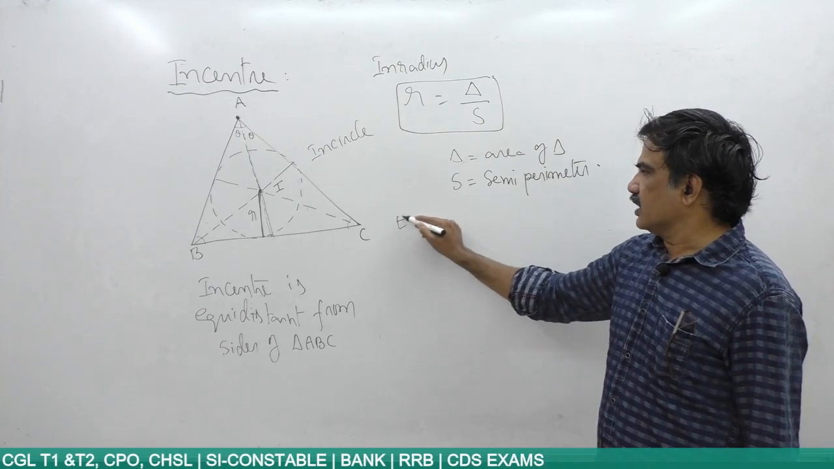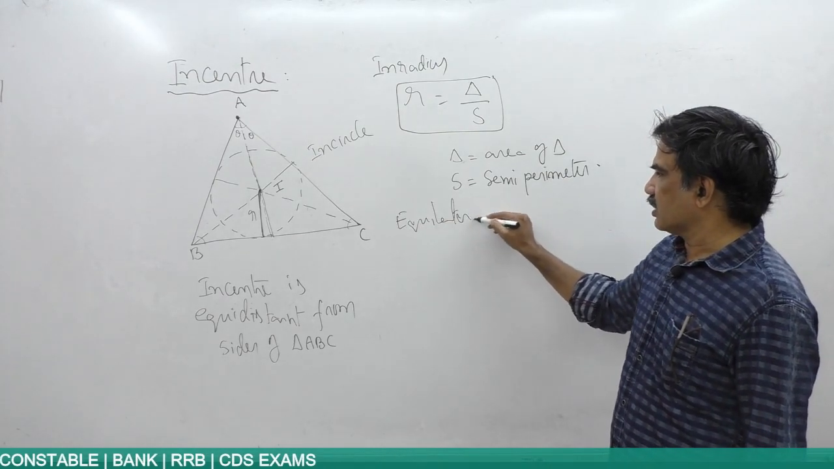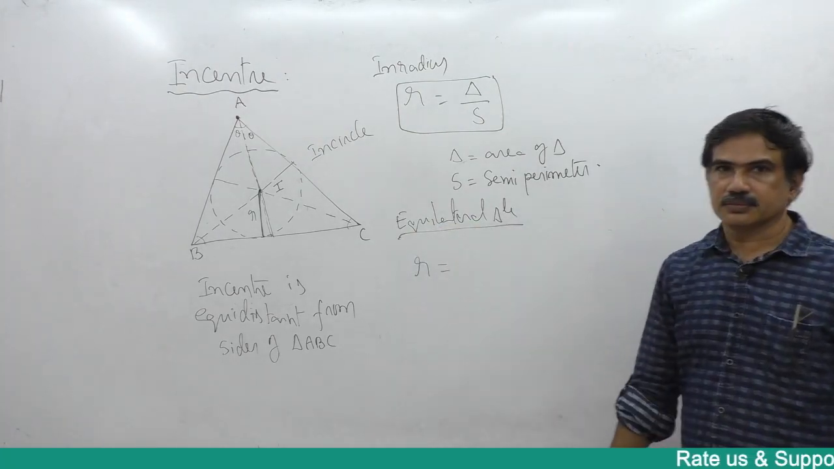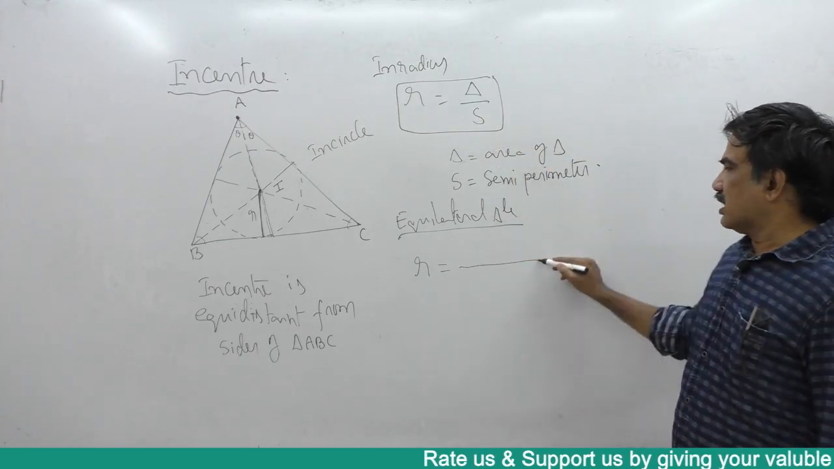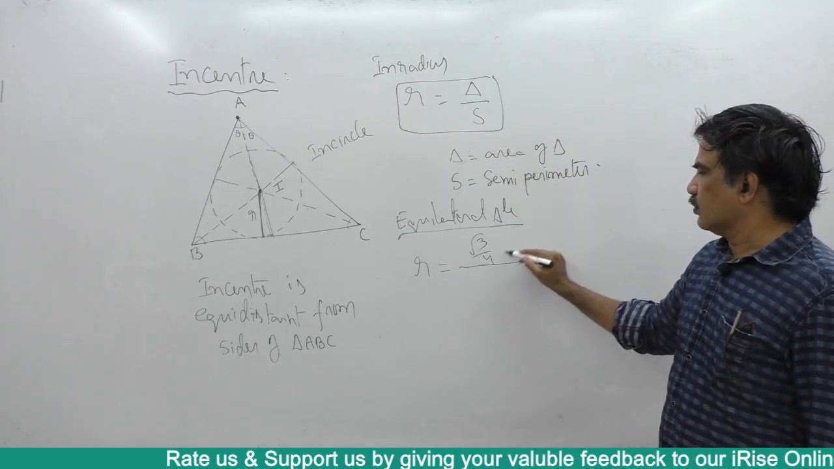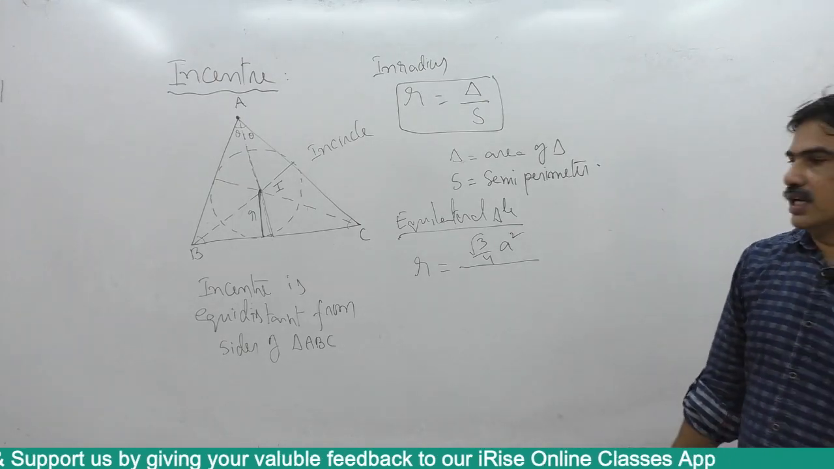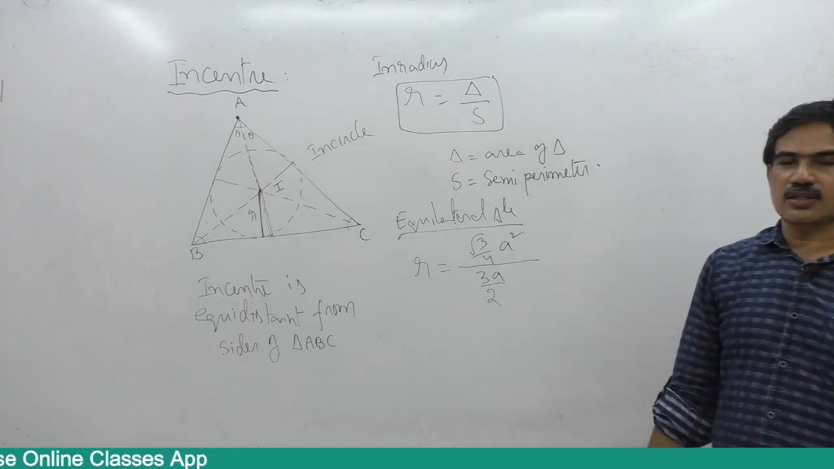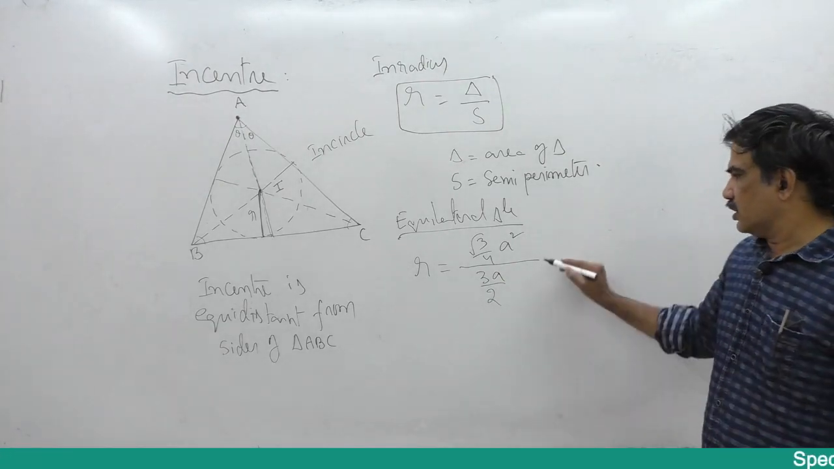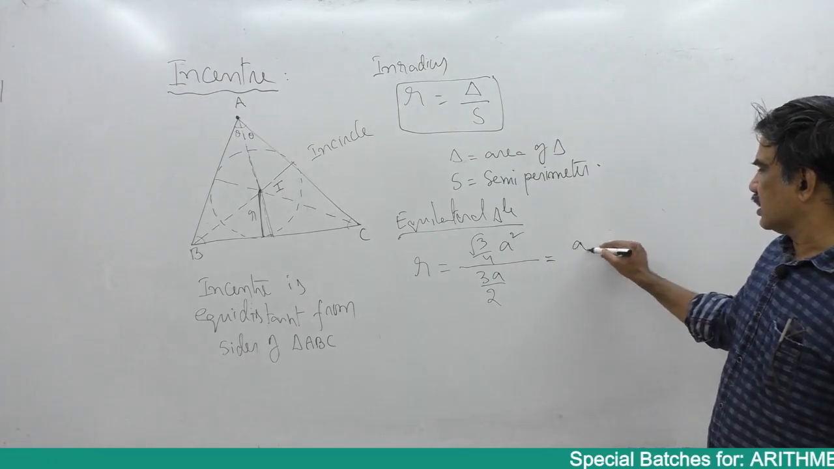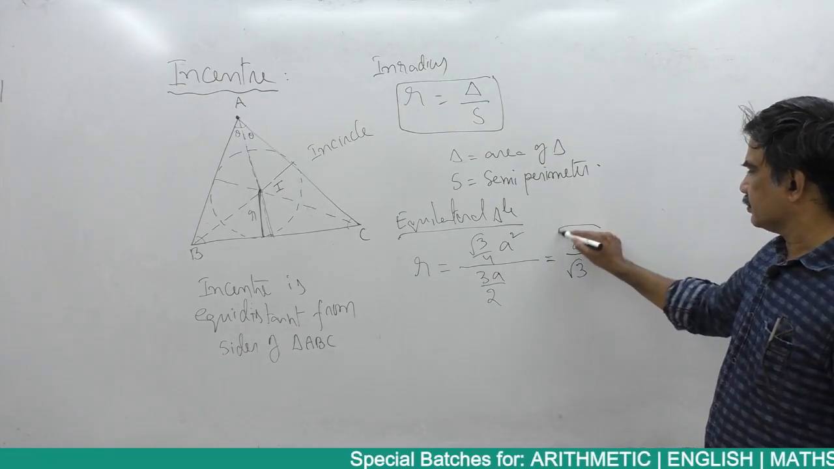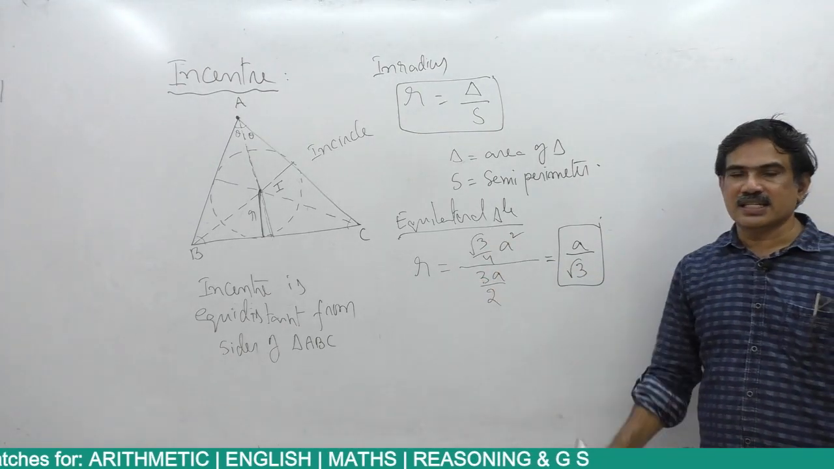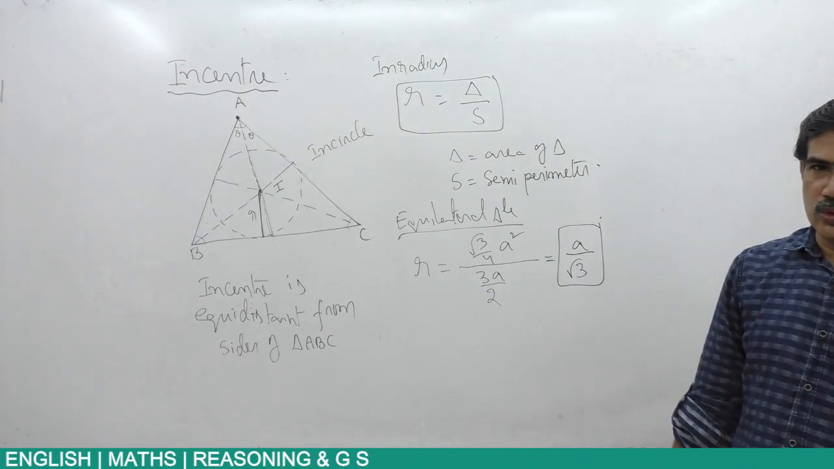In the case of an equilateral triangle, what is the inradius? Delta is equal to root 3 by 4 a squared and the perimeter is 3a, so the semi perimeter is 3a by 2. After simplification, we get a by root 3. In the case of an equilateral triangle, the inradius r is equal to a by root 3.